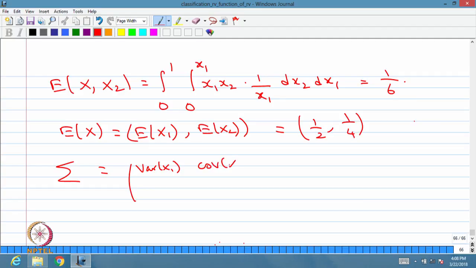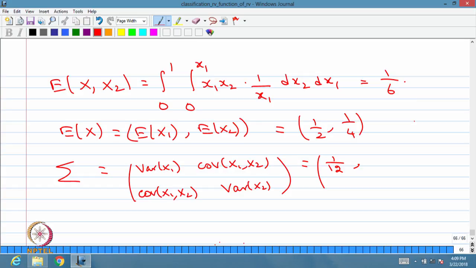whose elements are variance of x1, covariance of x1 with x2, covariance of x2 with x1 or x1 with x2, both are one and the same, and variance of x2. We got the expectation of x1 and expectation of x1 square. So the variance is expectation of x1 square minus expectation of x1 whole square. If you do the simplification, you will get the answer 1 by 12.